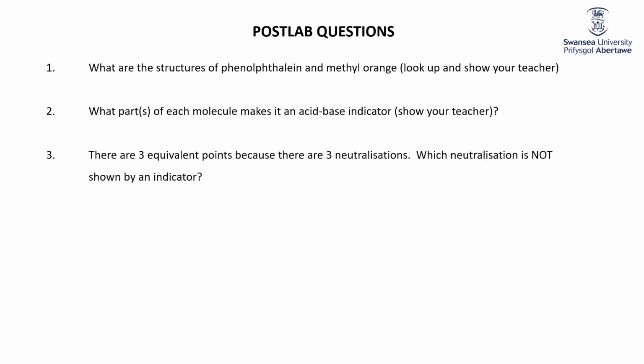Now, things that will be on my data sheet: there are 3 equivalence points because there are 3 neutralizations, right? The sodium hydroxide, the sodium carbonate to hydrogen carbonate, and then the hydrogen carbonate to carbonic acid. Which neutralization do we not show by an indicator?